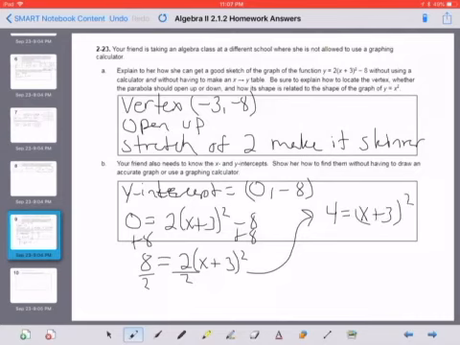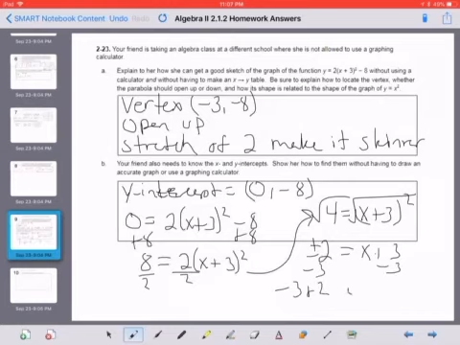Now we can use our square root property. We get plus or minus 2 equals x plus 3. So subtract 3. So now I have -3 plus 2, or -3 minus 2. So I know my intercepts are (-1, 0) or (-5, 0).